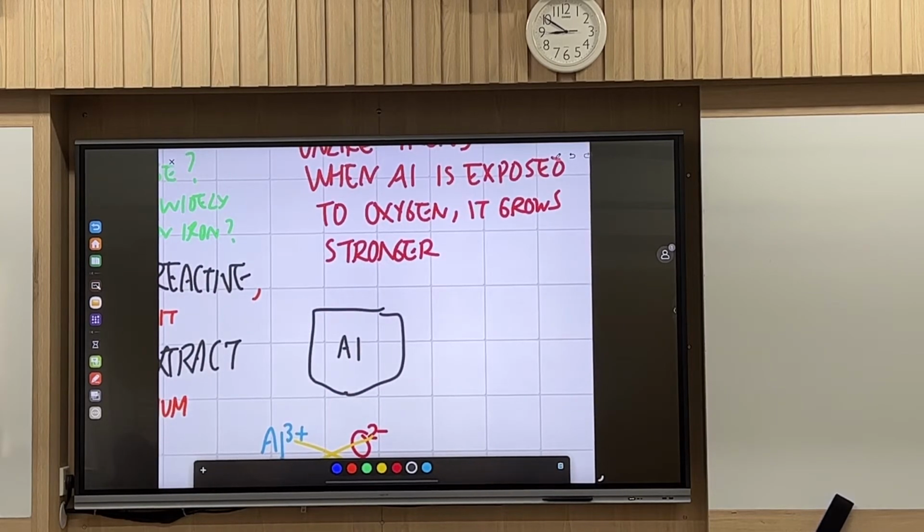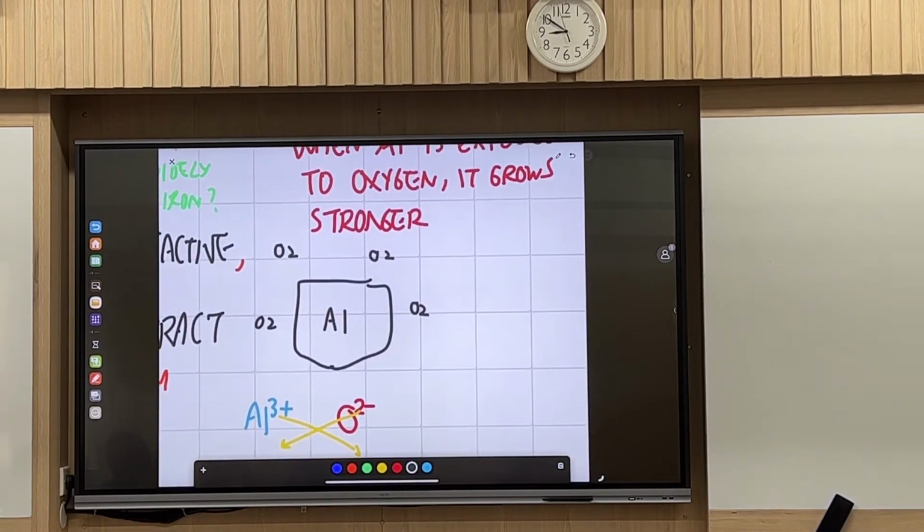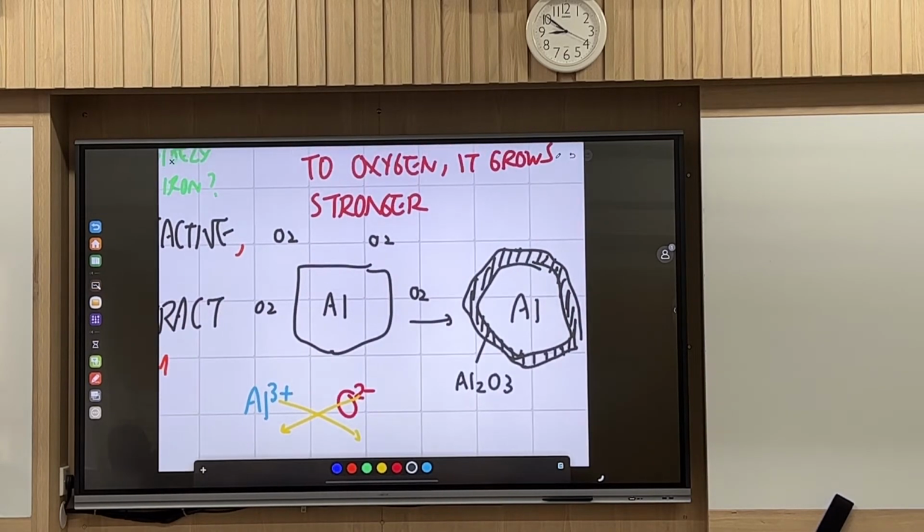So this oxide, what's so special about it? It is impervious, meaning impenetrable, to oxygen and water. It blocks oxygen from reacting further, so it protects the aluminium. You can draw this: you have aluminium here, and once the surface becomes exposed to oxygen, it forms a thin layer of aluminium oxide. Don't underestimate this thin layer. This layer of aluminium oxide is said to be impervious, which means impenetrable.